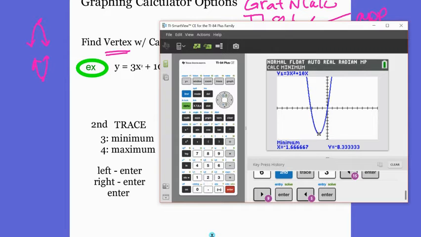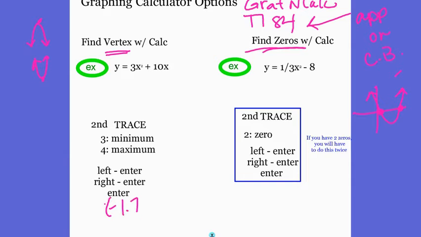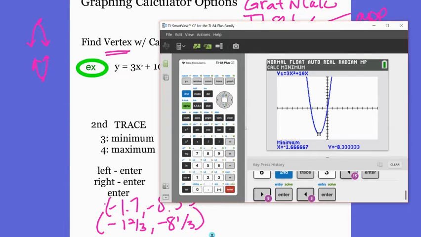And I got negative 1.7 and negative 8.3. So negative 1.7, negative 8.3. And you'll notice this was negative 1 2/3, negative 8 1/3 if we didn't round. Okay, so that was finding our vertex on your TI 83, 84 calculator.